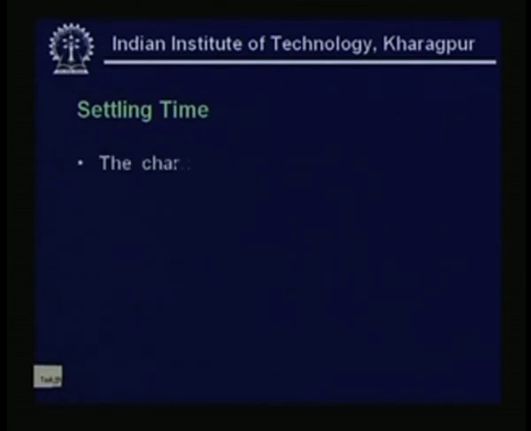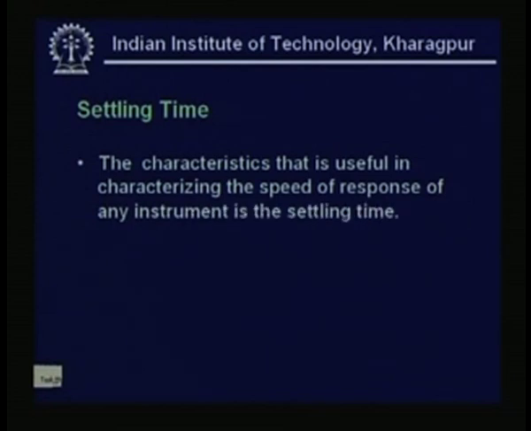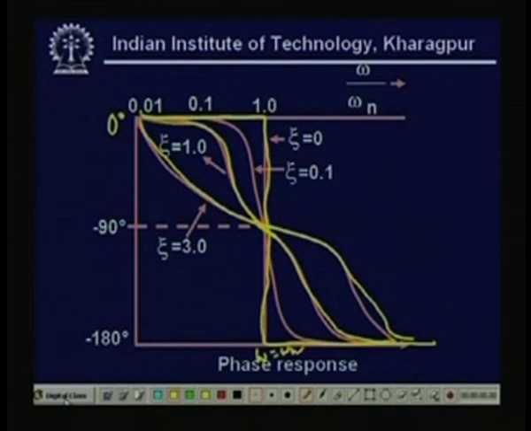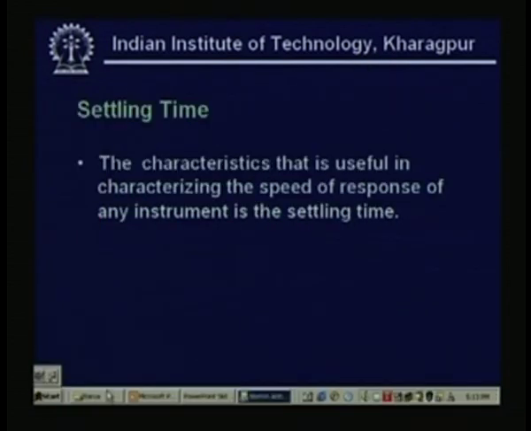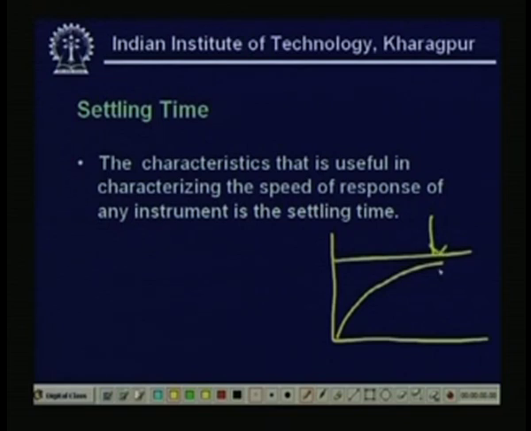Now, settling time is another important characteristic used in characterizing the speed of response of an instrument. What does it mean? Settling time looks like this. We have discussed this before also. Suppose the 5% of the value, so this is our value T1, so this is the settling time.